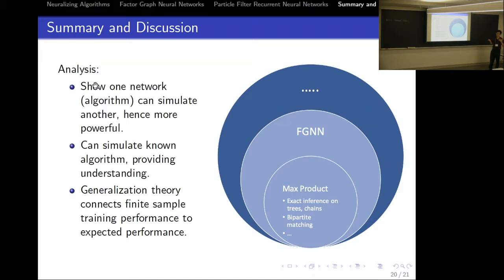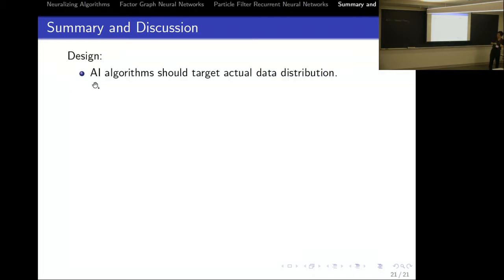And if we understand the original algorithm, like max product, we know it's exact on trees and chains. It can do bipartite matching. Then if the learning works correctly, the vector graph neural network also has these properties. And then we have generalization theory that allows us to connect finite sample training set performance with average case performance of algorithms. And my last slide.